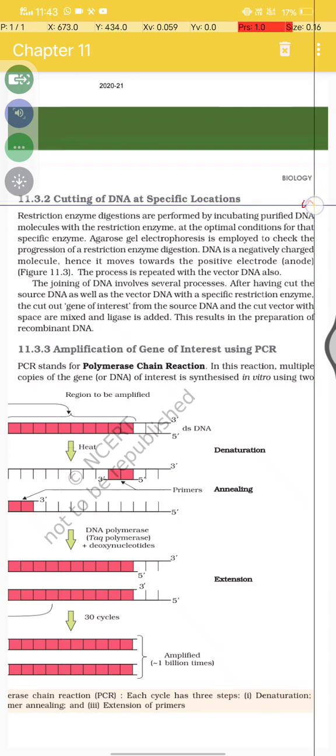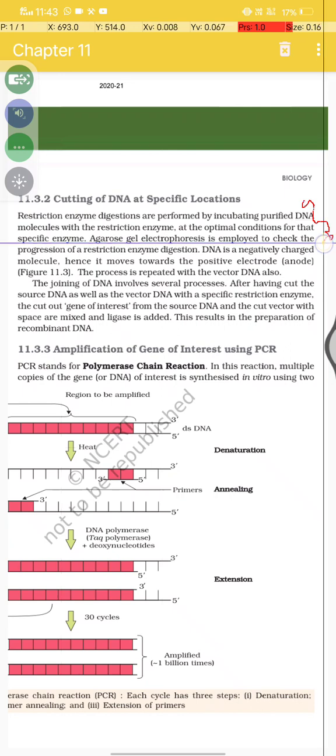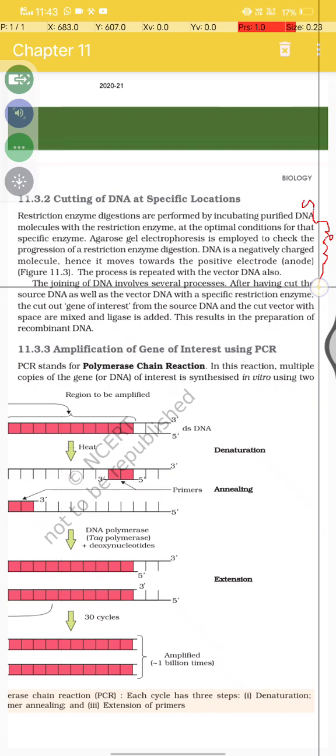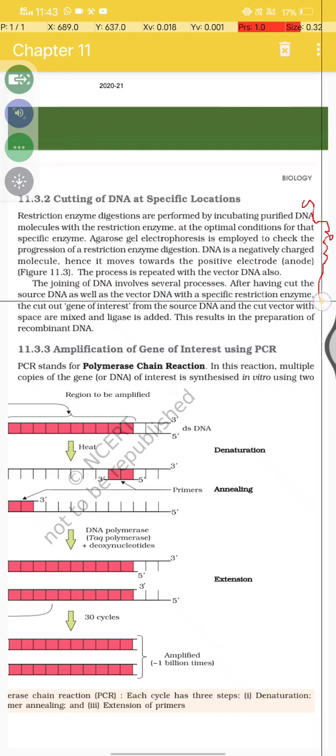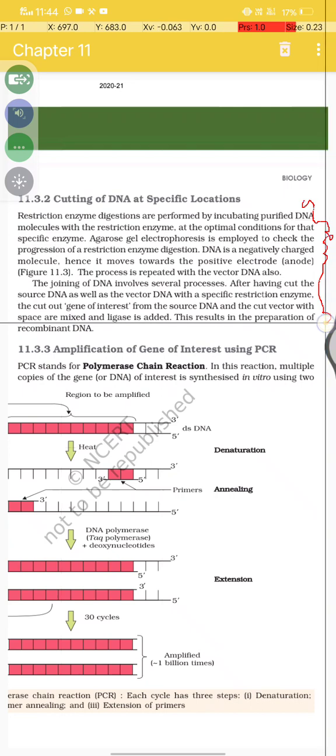Let's see 11.3.2, the cutting of DNA at a specific location. Restriction enzyme digestions are performed by incubating purified DNA molecules with the restriction enzyme at the optimal conditions for that specific enzyme. Agarose gel electrophoresis is employed to check the progression of a restriction enzyme digestion. DNA is a negatively charged molecule, hence it moves towards the positive electrode, the anode. The process is repeated with the vector DNA. The joining of DNA involves several processes after cutting the source DNA as well as the vector DNA with a specific restriction enzyme. The cut out gene of interest from the source DNA and the cut vector are mixed and ligase is added. The result is the preparation of recombinant DNA.